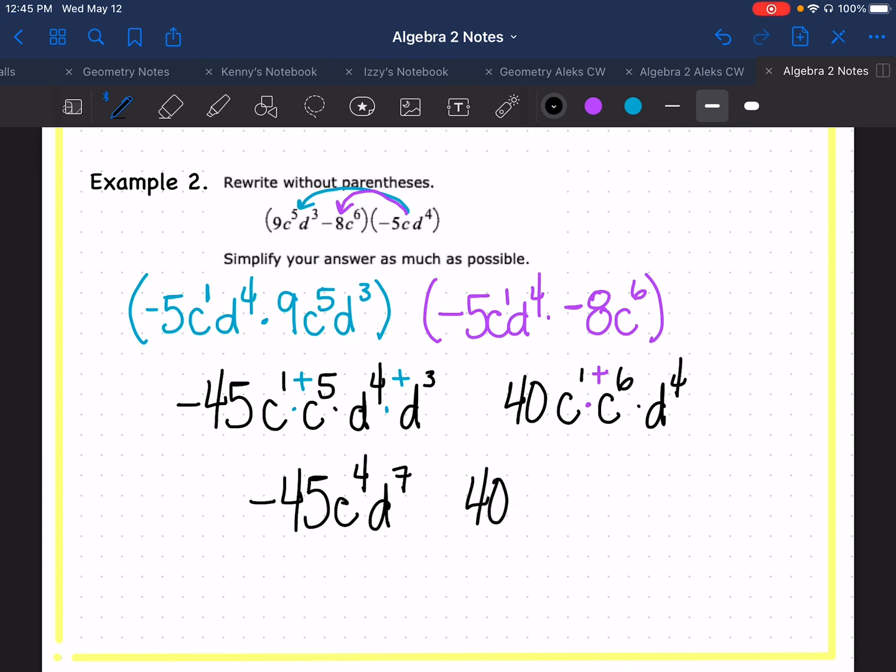My final answer would be 40c to the 7th power d to the fourth power. That is a positive 40, so I'm going to put a plus in between my two terms, and there's my final answer. All right, so that was just distributing.